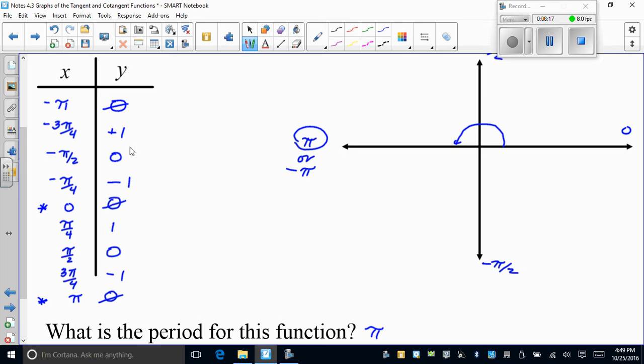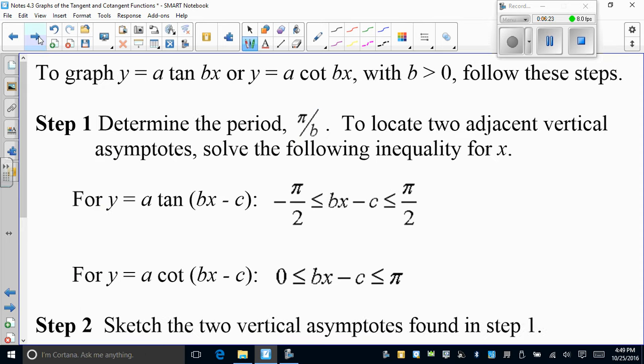So let's graph a couple of these. On this one here, to graph y equals a tangent of bx or y equals a cotangent of bx, b greater than 0, follow the steps. Determine the period. Now the period normally is pi, so now it's pi/b. Then locate your adjacent vertical asymptotes.